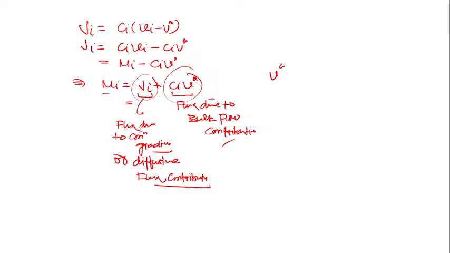Where V star. How do you find the average velocity?